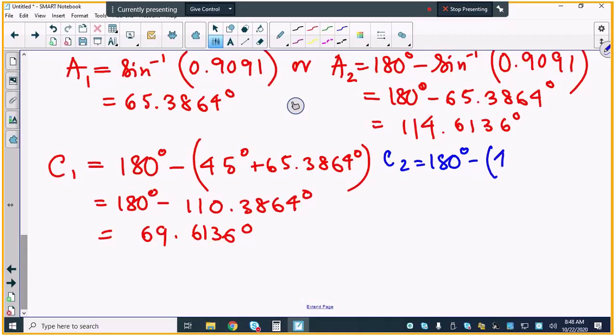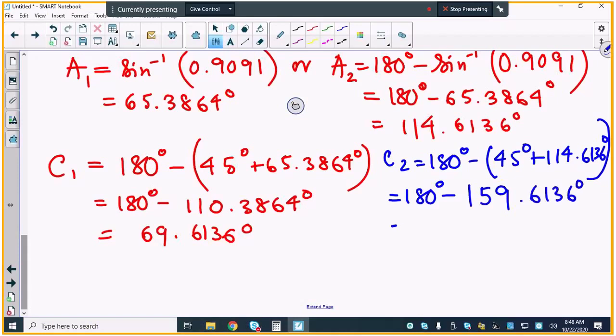The other option is going to be C2, and that is similarly 180 degrees minus the one given angle, which is 45 degrees. Then this time my option is 114.6136 degrees. So I get 180 degrees minus 159.6136 degrees. So when I subtract, I get 3864, and 179 minus 159 is going to be 20. So both of them are nice legitimate solutions.